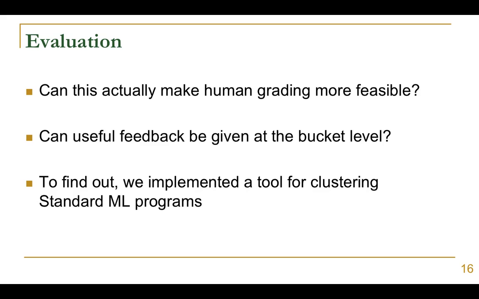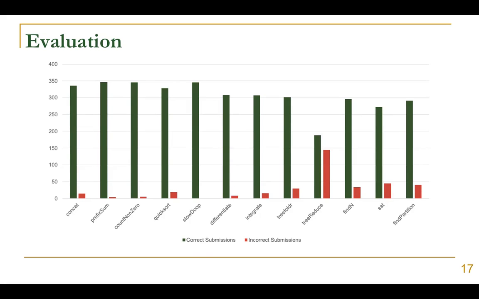The other question I want to address is whether useful feedback can be given at the bucket level. I have here the correctness statistics for each of the tasks we collected data from. There's an obvious outlier. For every task except TreeReduce, less than 15% of the student submissions were incorrect. But for TreeReduce itself, over 40% of submissions were wrong. There were over 3 times as many wrong submissions for TreeReduce than there were for any other task.